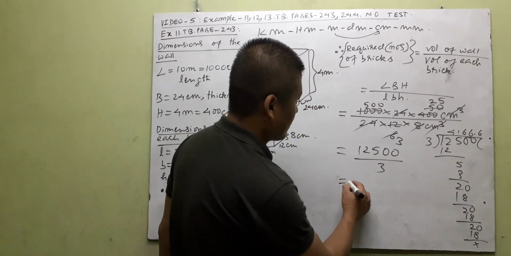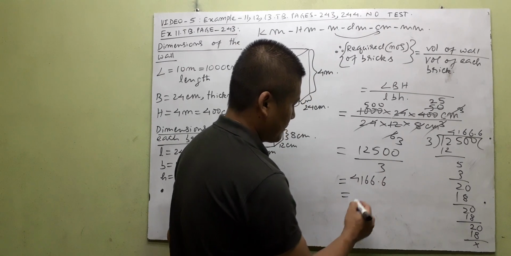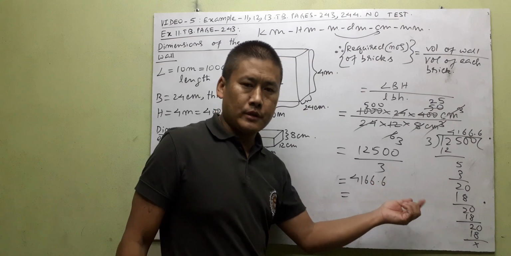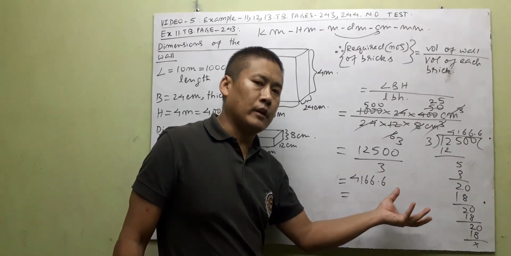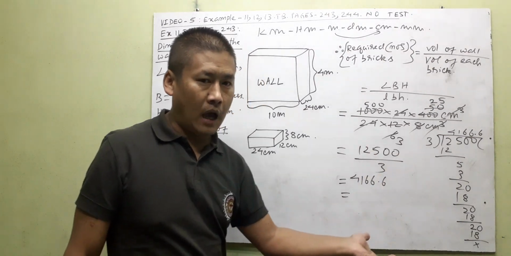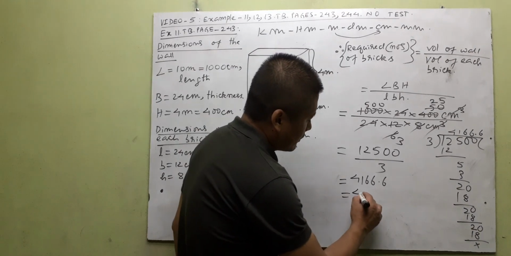okay? And write it once, 4166.6, this many bricks. But we know that the number of things cannot be in decimal. How many students are there in your class? To answer that question, you cannot say 22.5 students. That's absurd, right? Doesn't make sense. So we have to change it to a whole number.